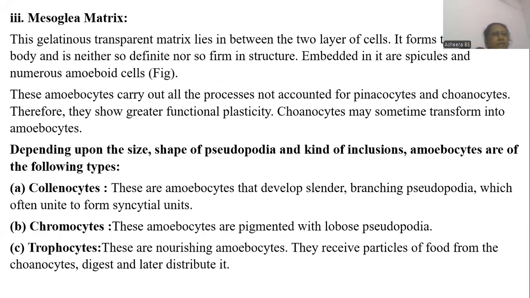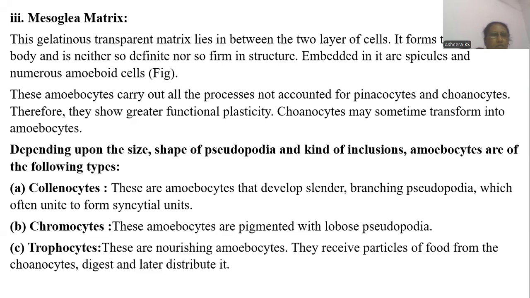Then if you take the mesoglia, it is present in between the pinacocyte and the choanocyte layer. It is more in quantity, and also many spicules and amoeboid cells are present in the mesoglia. So different types of cells are there. Amoebocytes give rise to the different types of cells. Understood? Whenever it is required, amoebocytes can become a different type of cell.